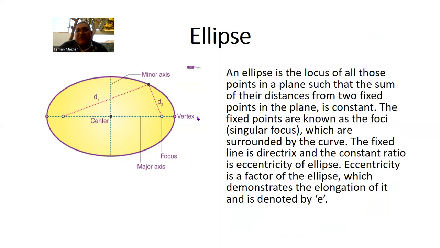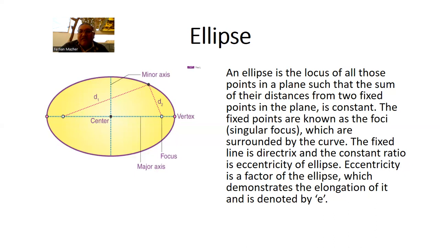An ellipse is the locus of all those points in a plane, such that the sum of their distances from two fixed points in the plane is constant. Okay. So for example, if I take this point, its distance from this pin will be D2. Its distance from this pin will be D1. So D1 plus D2, whatever the distance, will remain constant. If you take a point here, its distance from this point and its distance from this point, the sum of both distances will remain constant.